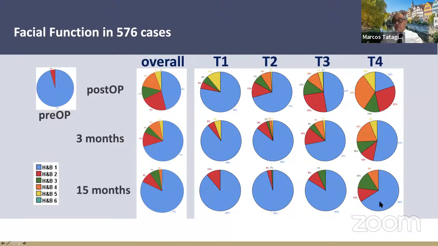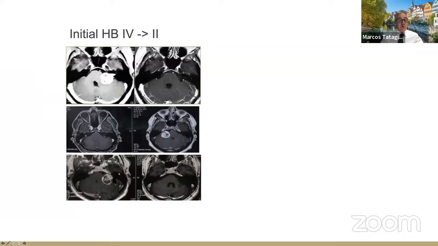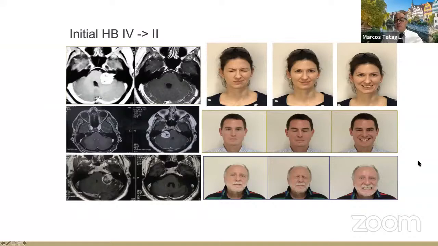Here are some examples. Large tumors, all these patients developed House-Brackmann 4 immediately after surgery, but later on they had very acceptable function, so I'm not too afraid of having House-Brackmann 4 after surgery. Of course, this is absolutely not pleasant, but if we can achieve radical tumor resection, and later on I have these faces, for me it is very acceptable.